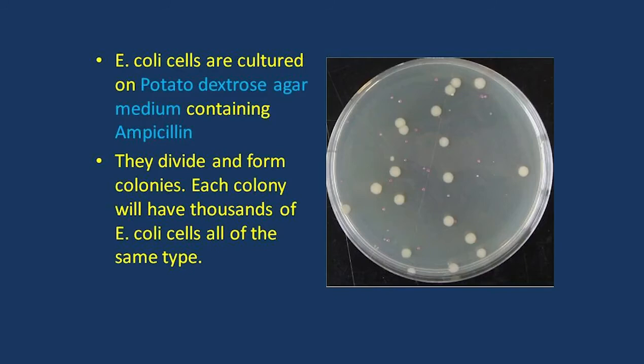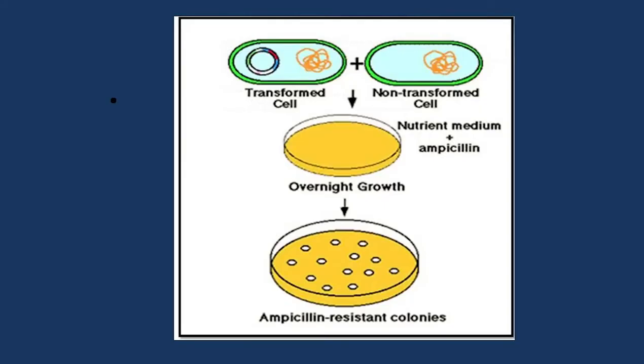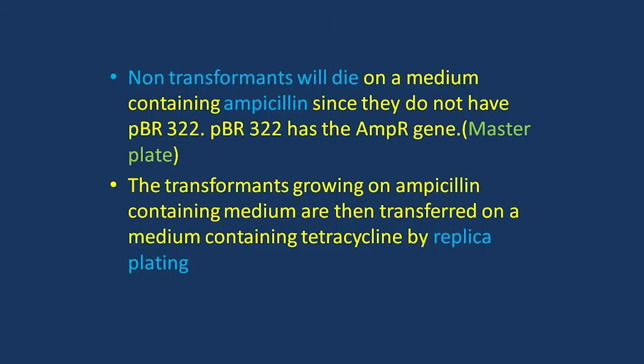Just remember, each colony will have only one type of E. coli in it. Because of the presence of ampicillin, non-transformant cells will die on that medium because they do not have pBR322 in them. pBR322 has the ampicillin resistance gene. Because of the absence of that gene, the non-transformants will die on that medium. This petri dish is called the master plate.